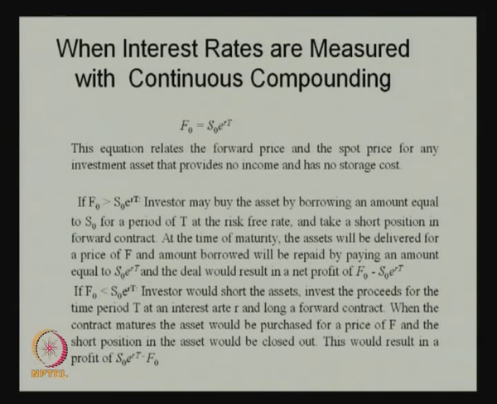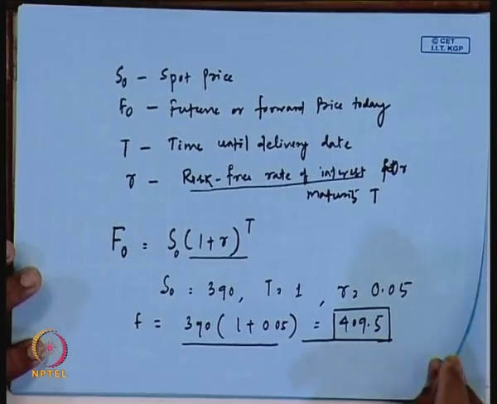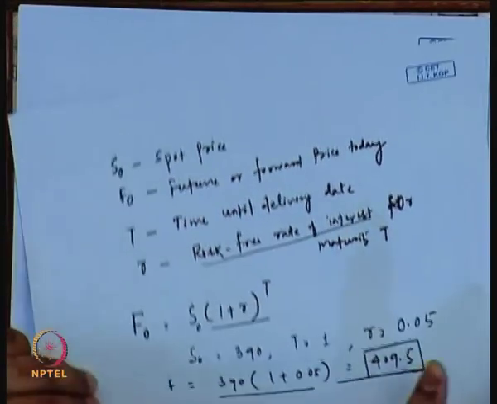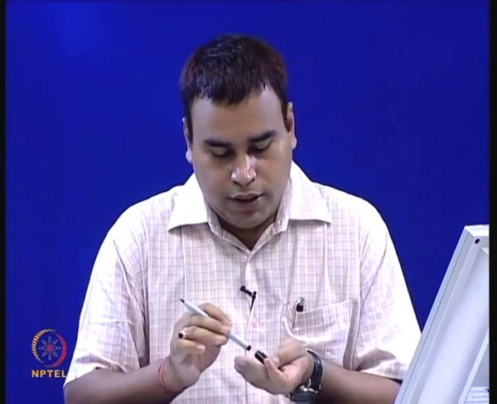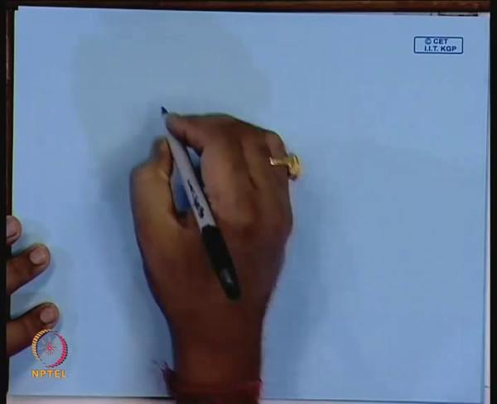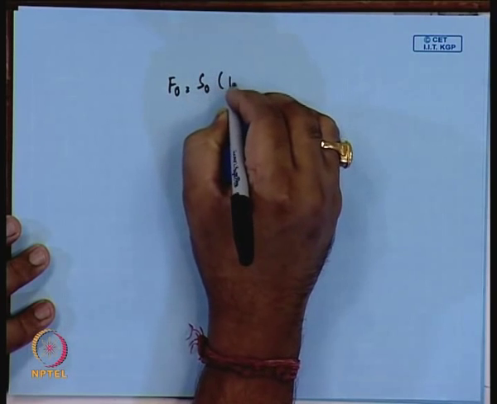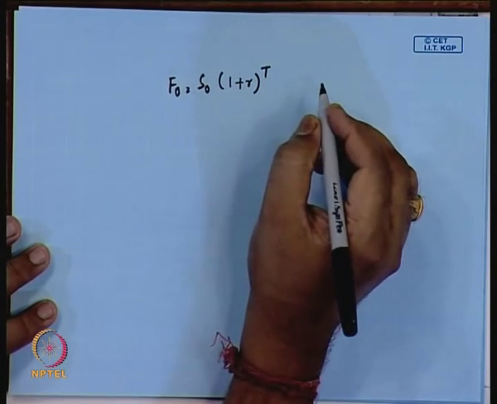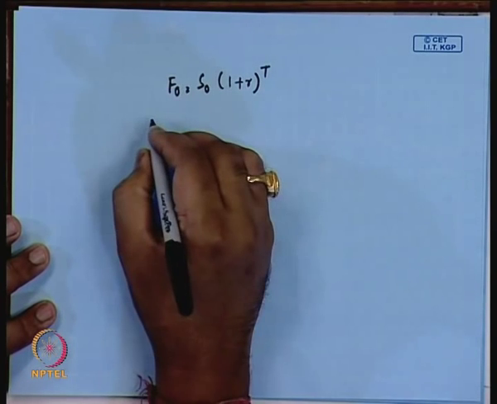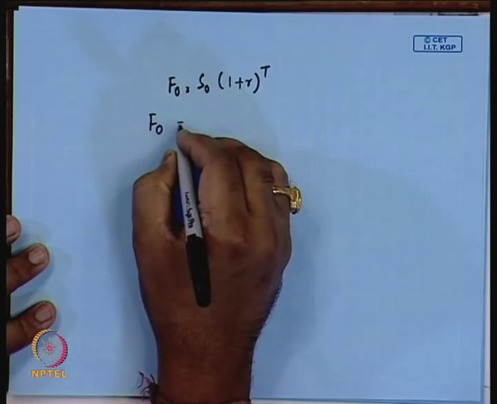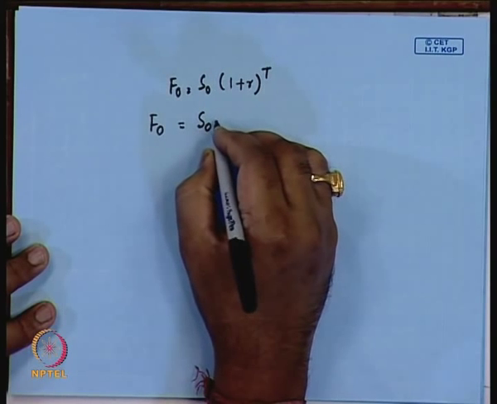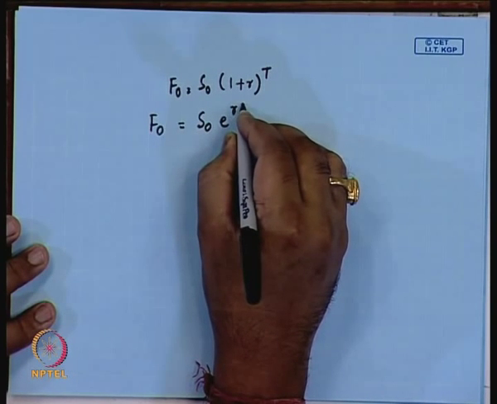This is the simple interest rate we have taken into account. But for example, if the interest rates are measured with continuous compounding, which basically happens in the banking sector or any other financial sector, then what will happen? Instead of using, in the simple case, F0 is equal to S0 into (1 plus R) to the power T, whenever we take this compounding interest rate, then it should be F0 is equal to S0 into e to the power RT.